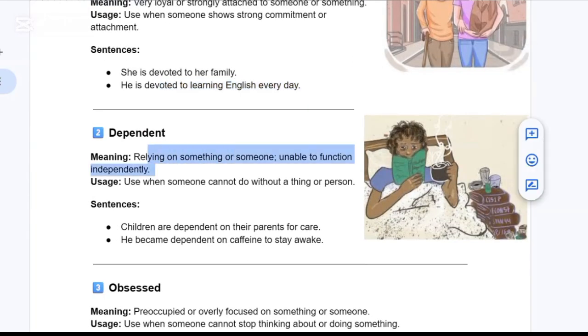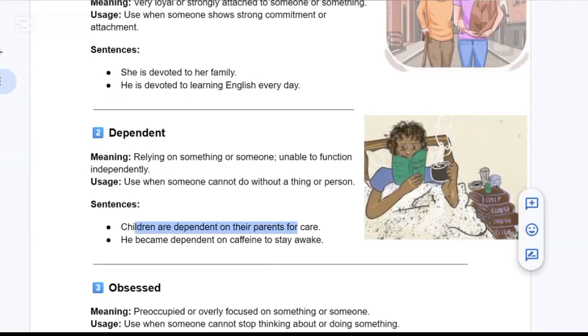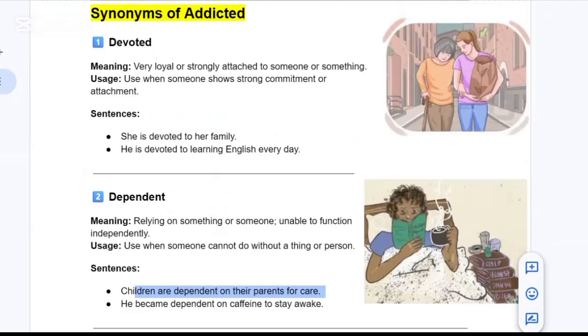Dependent: relying on something or someone, unable to function independently. It is used when someone cannot do without a thing or person. For example, children are dependent on their parents for care. He became dependent on caffeine to stay awake.